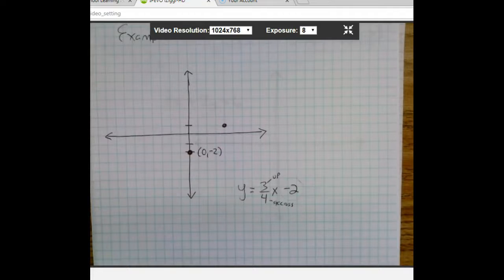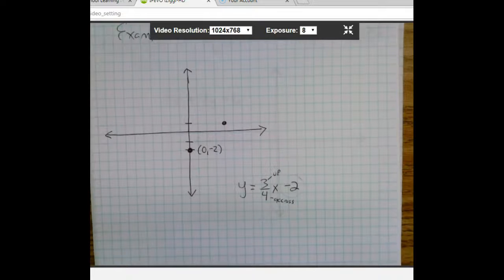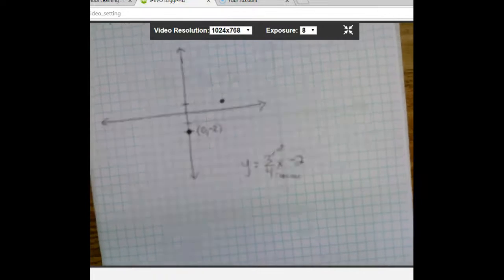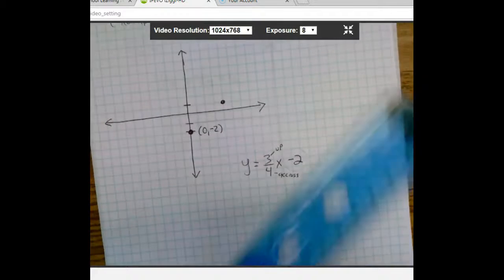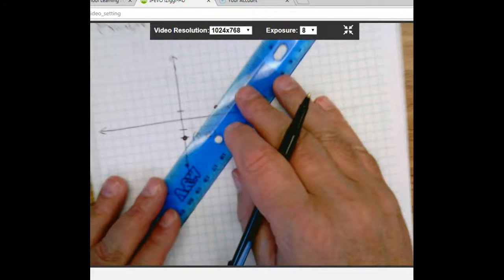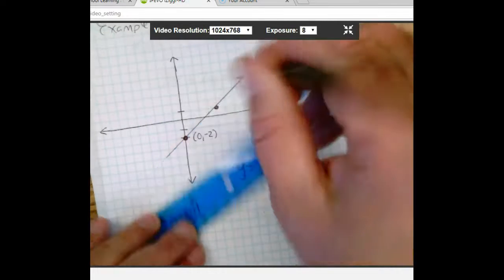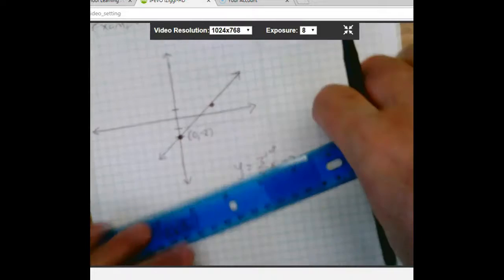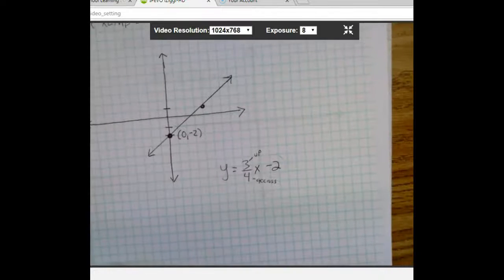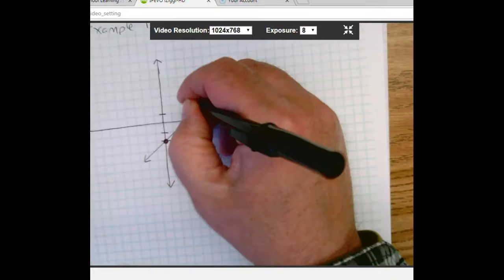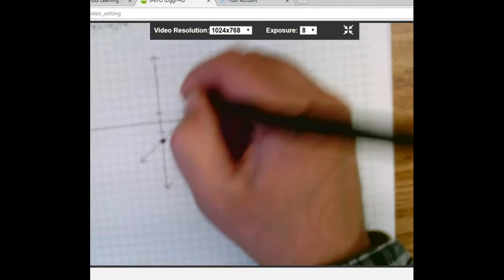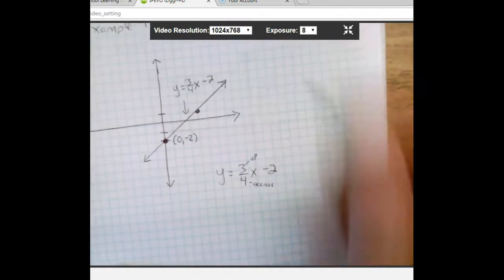Let me grab a ruler here. Make sure I have one. I do. So if I just use my ruler here, I'm a little bit off, but it's pretty good. Okay, so then we have that line, and that tells us this is that line. So then we could label it y equals 3/4 x minus 2.